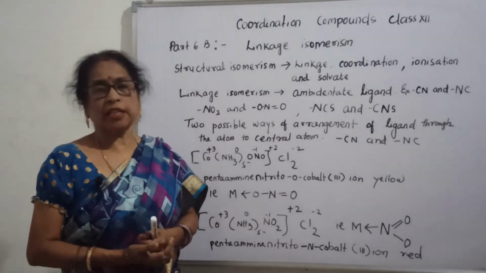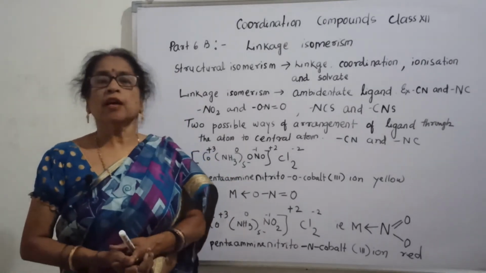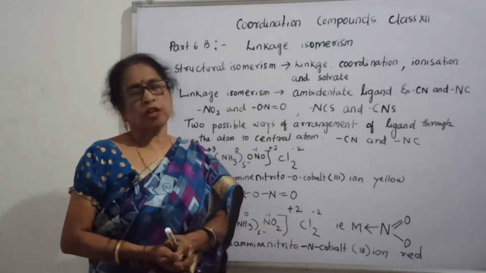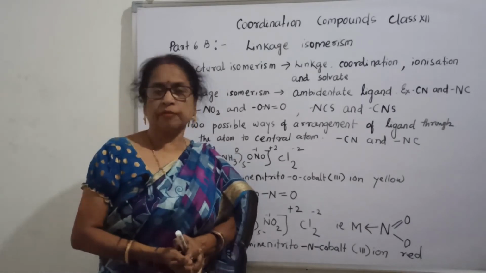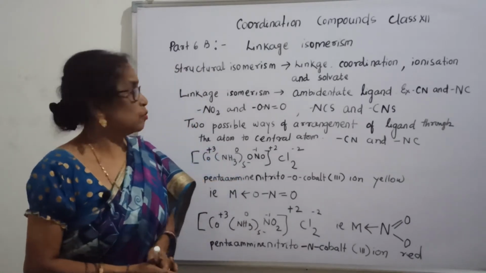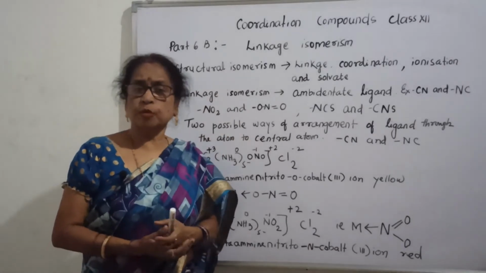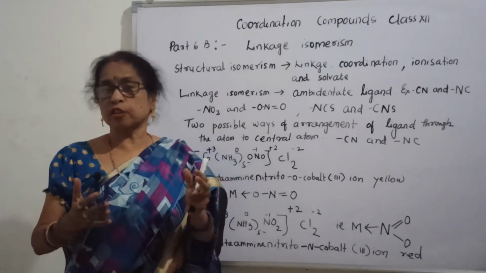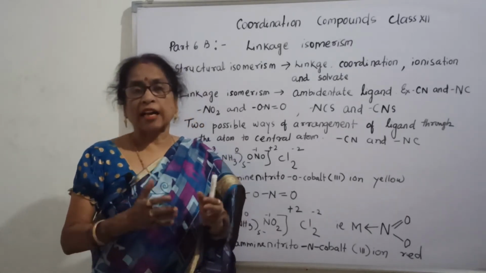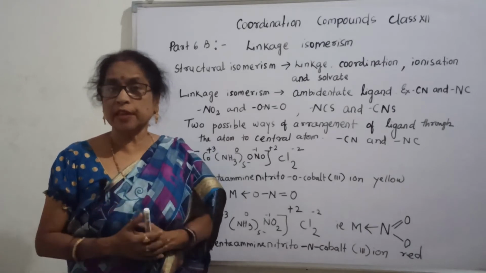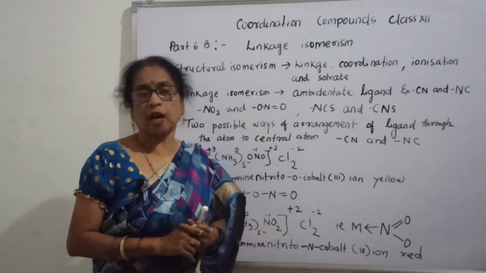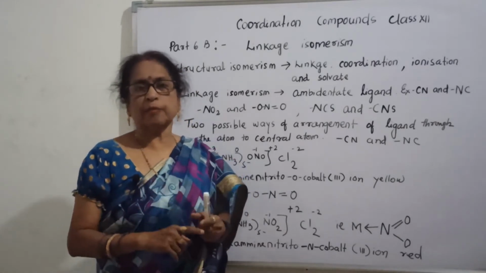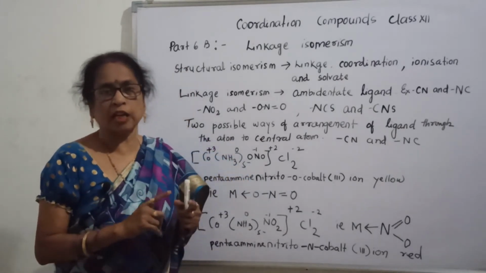Now this is part 6B, where I am going to explain linkage isomerism. Already in 6A, I told what is structural isomerism and what are the types of isomerism in structural isomerism. Structural isomerism means the arrangement of atoms in a structure is different, but they have the same molecular formula. The compounds having the same molecular formula but a different arrangement of atoms are called structural isomers.